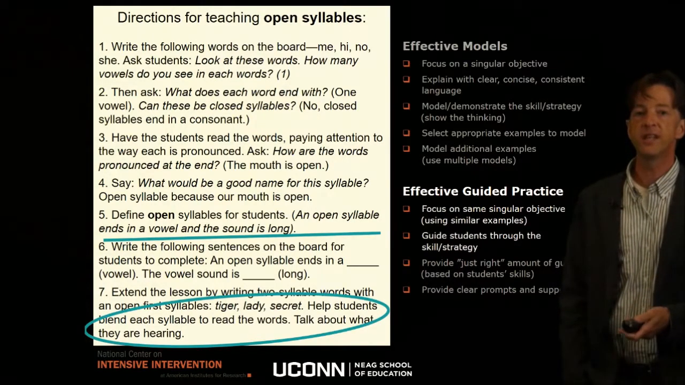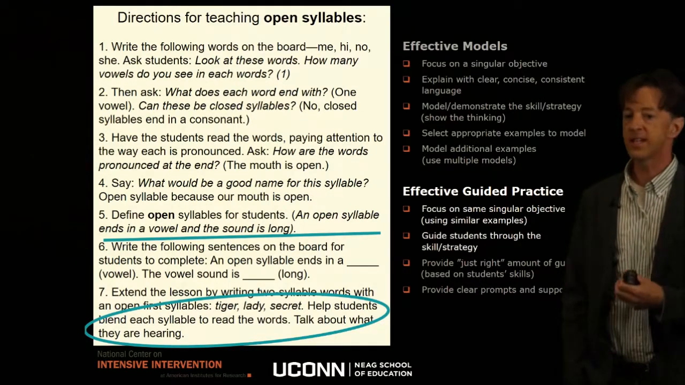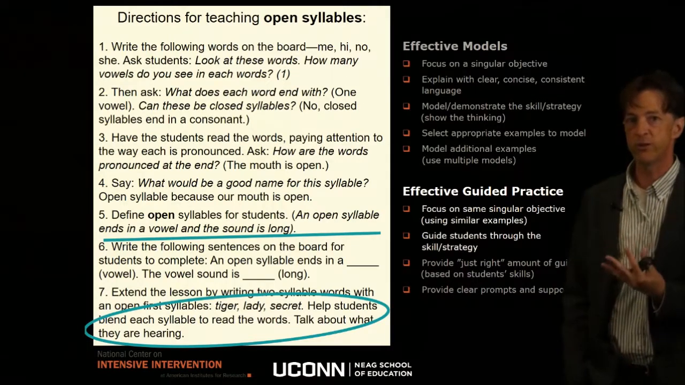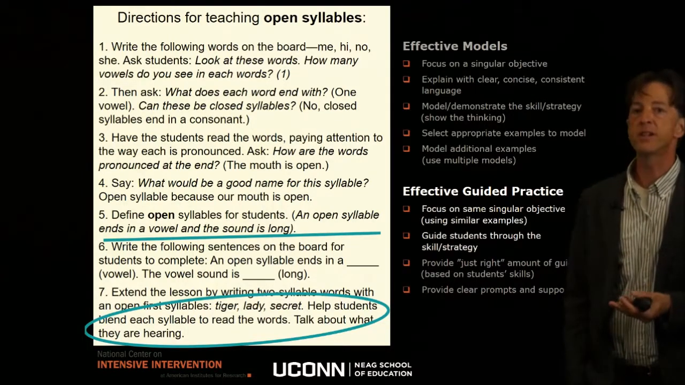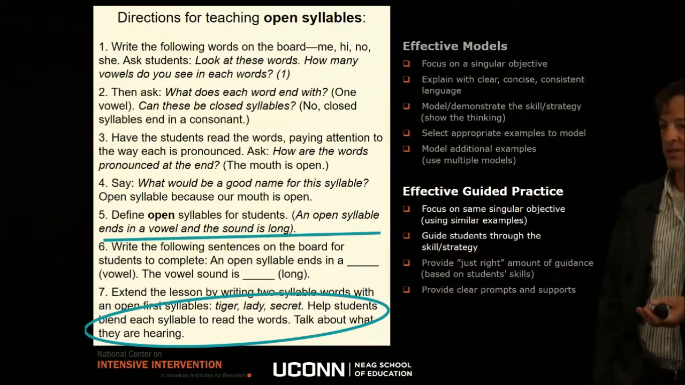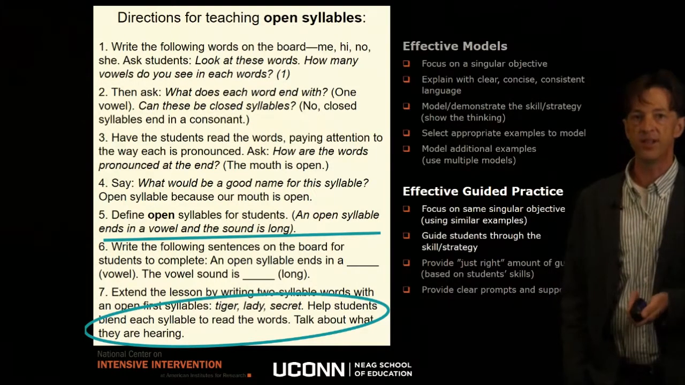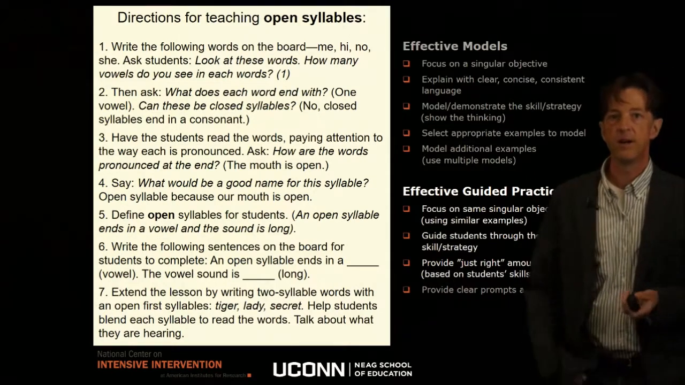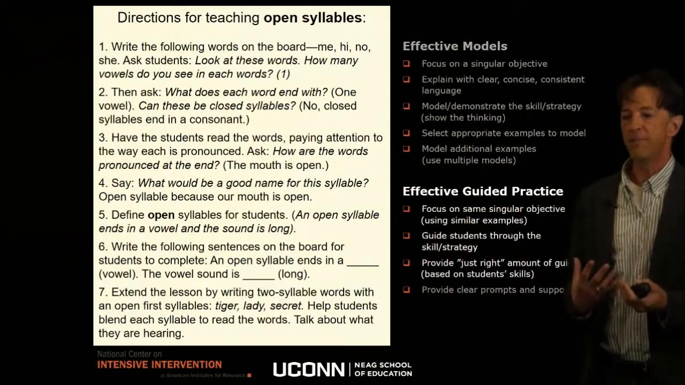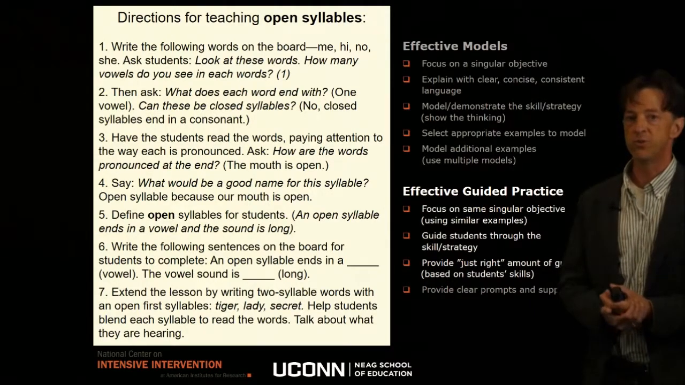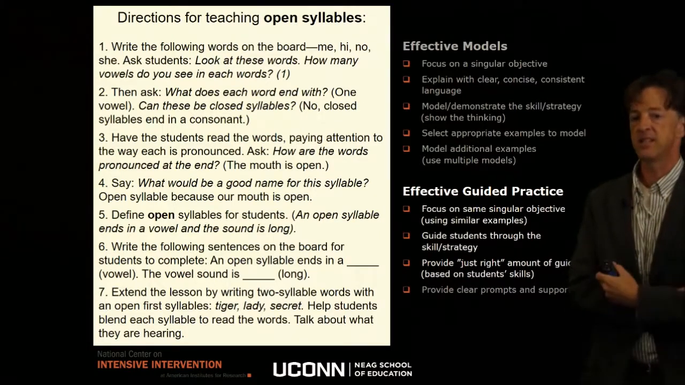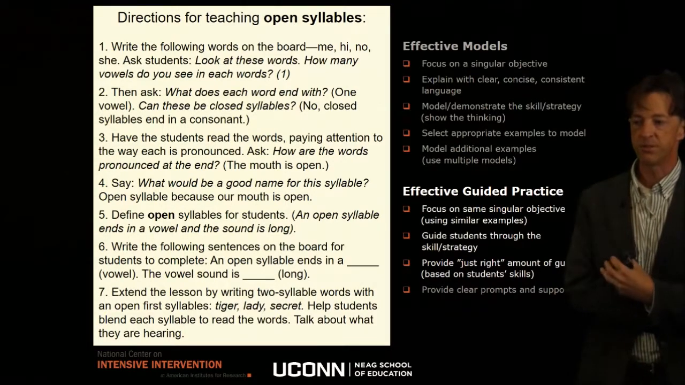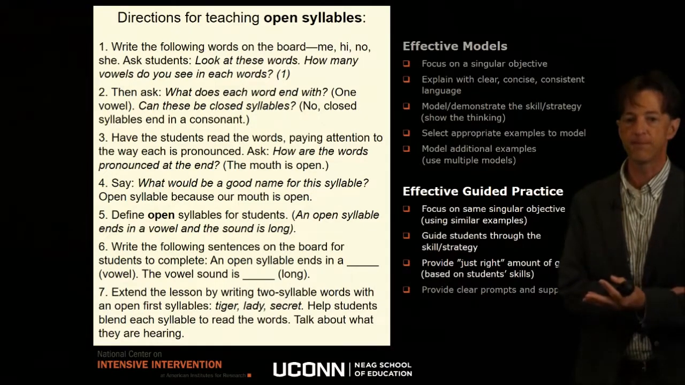We do see down here, it says, "Help students blend each syllable to read the words, talk about what they are hearing." This is the direction for how the teacher is supposed to support students during guided practice, and this is really unclear to me. It's hard to know what this means. And again, we're reading words that are different than what we were talking about at the very beginning of the lesson. The next is, provide just the right amount of guidance based on student skills. Again, is this at the right place for where students are? We don't know for sure, but my guess is that this is not set up in a way for students to be successful based on what they're bringing into the lesson.